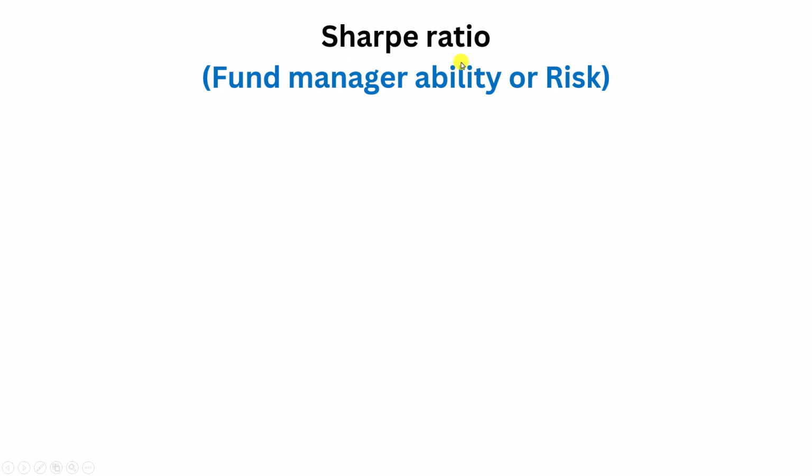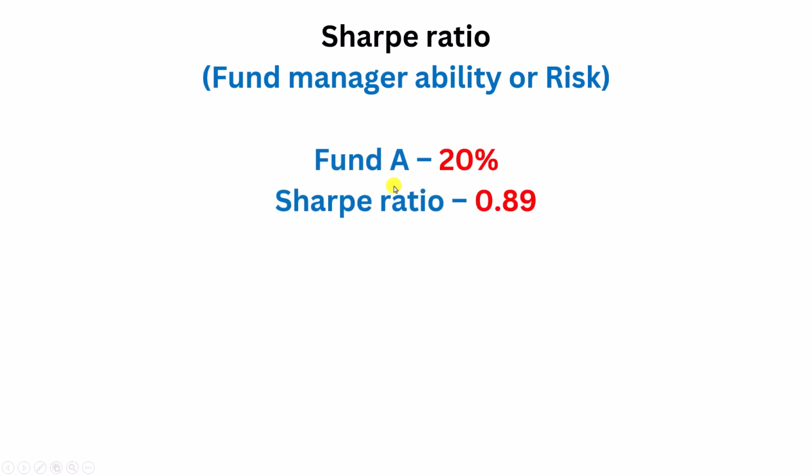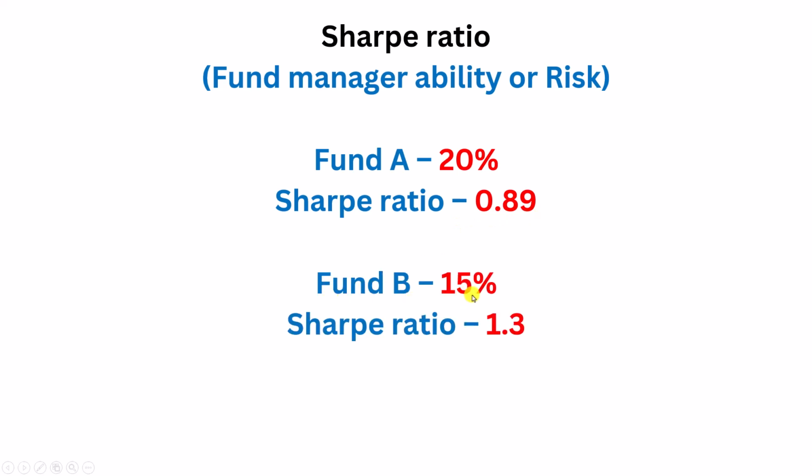Next, we have Sharpe ratio. It tells us whether the return of a mutual fund is due to the fund manager's ability to manage the fund, or is it due to the risk taken by the fund manager. Okay. For example, let us say that there is a fund A, which is giving 20% return, and the Sharpe ratio of this is 0.89, and there is a fund B which gives 15% and the Sharpe ratio is 1.3. Okay, so not percent, 1.3. Now, Sharpe ratio considers risk-free return, which is generally government bonds.